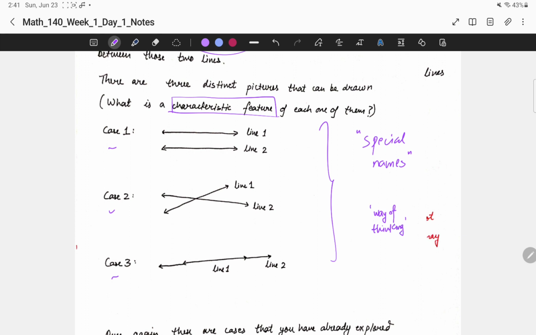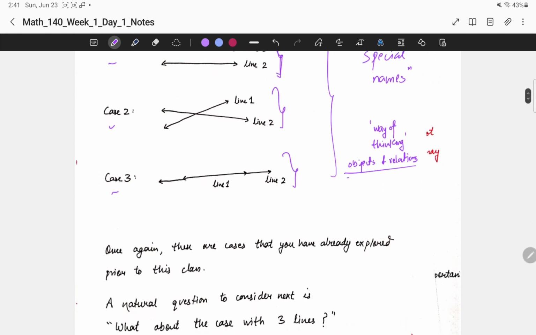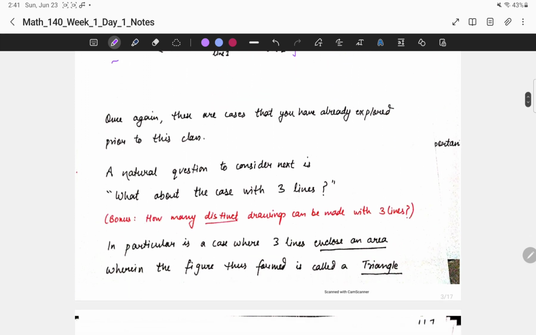relationship between them. For example, if I have one line, it can only be related to itself, so that's one straight line. However, if I have two straight lines, now I can talk about what is the relationship between these lines. So you have this one case, you have this other case, and you have this third case. That's a general way of studying mathematics: you look at objects and then you look at their relationships. So with that done, now a natural question to consider is, what about the case with three lines?